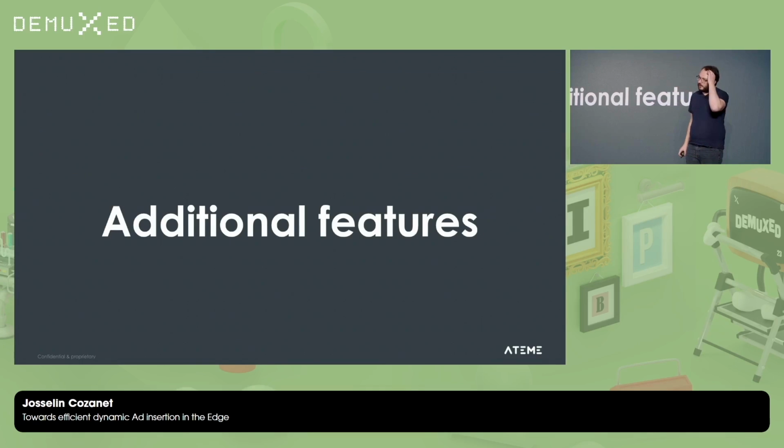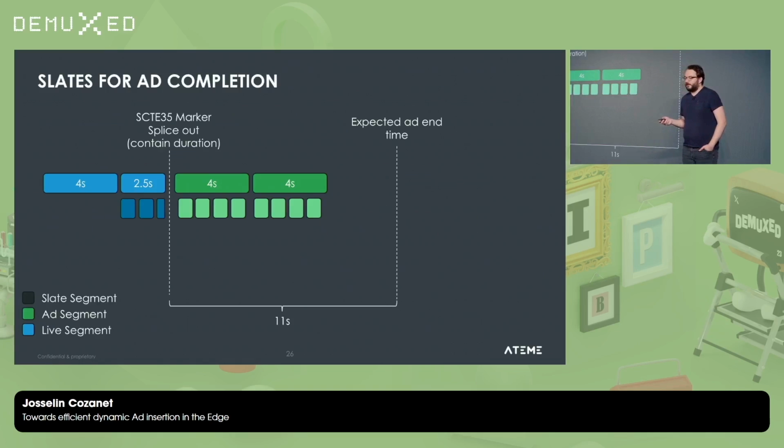So now that I've talked about the general dynamic ad insertion use case in low latency, I'll talk about two more topics that are closely related to it. First, these are slates that we can use for ad completion because, as you may have noticed, for all of the examples I did previously, we had an ad that was the exact amount of time for the expected ad time. This obviously may not always happen in real use cases.